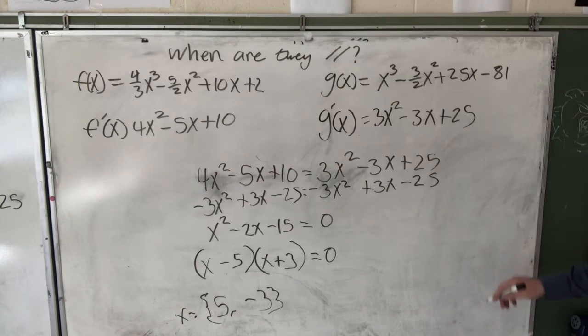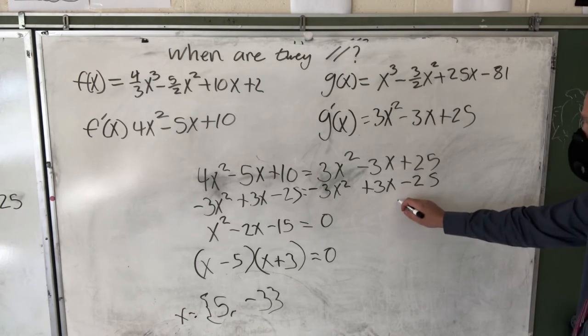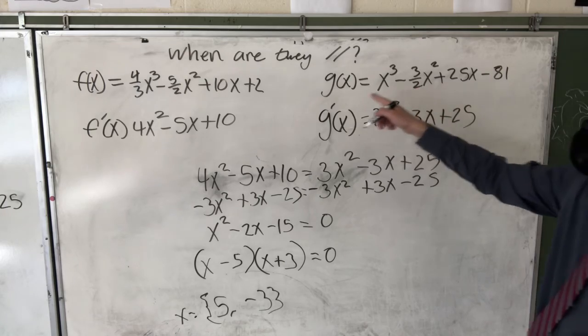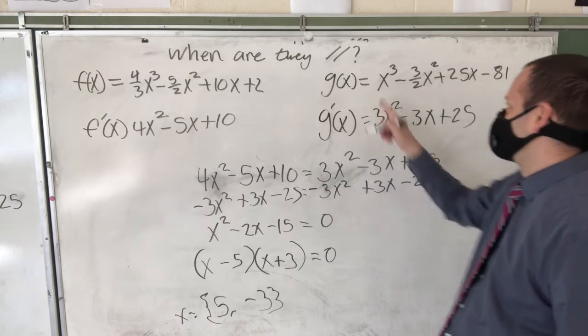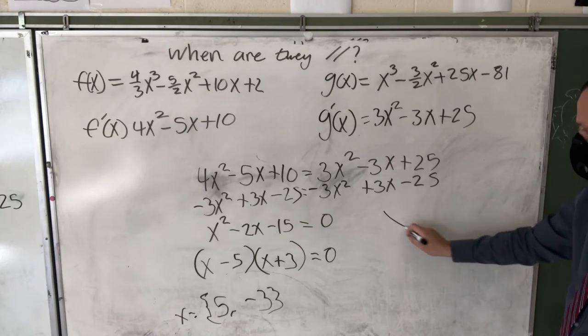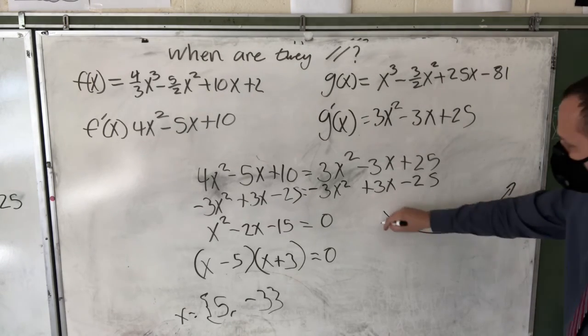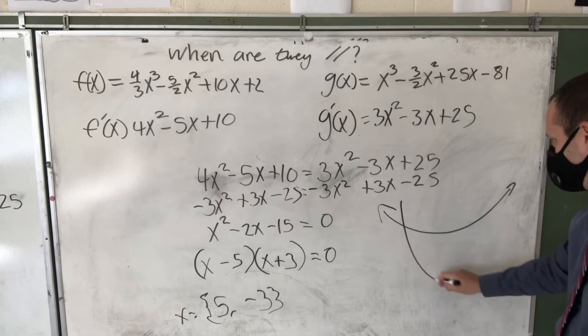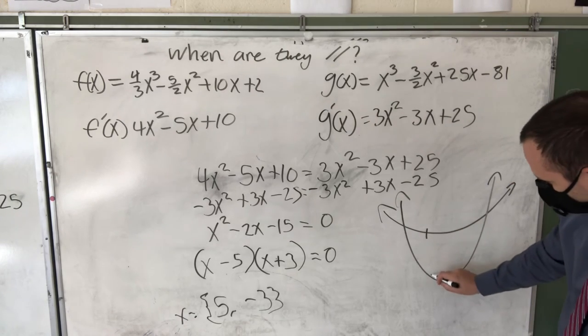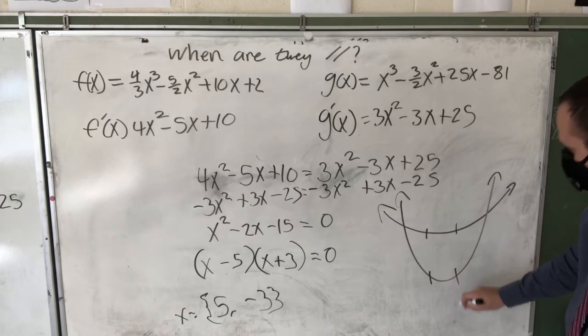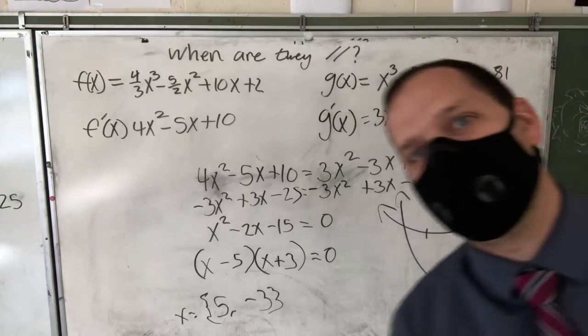So if we're looking at these two graphs, one of them is going to be somewhat narrower. This one's going to be narrow, this one's going to be wider. You've got one that comes down and then back up. You have another one that comes down and back up. Where are they parallel? Roughly there and there. Just like that.